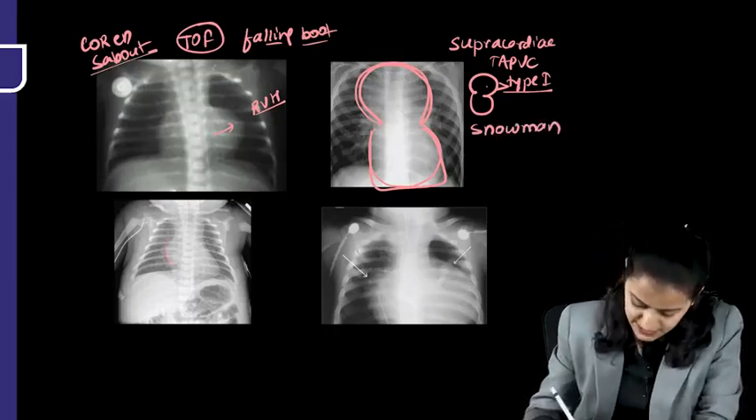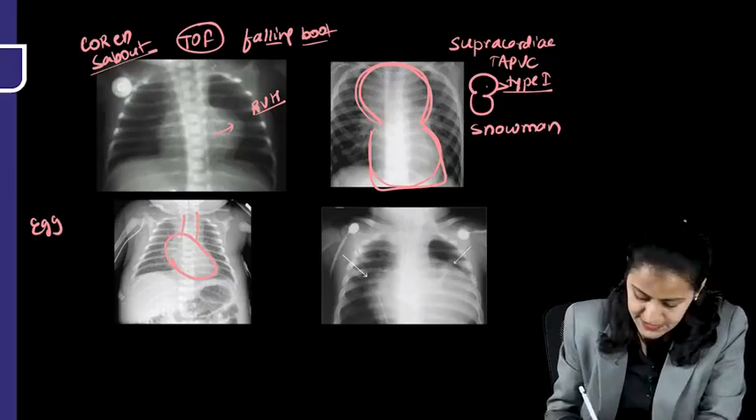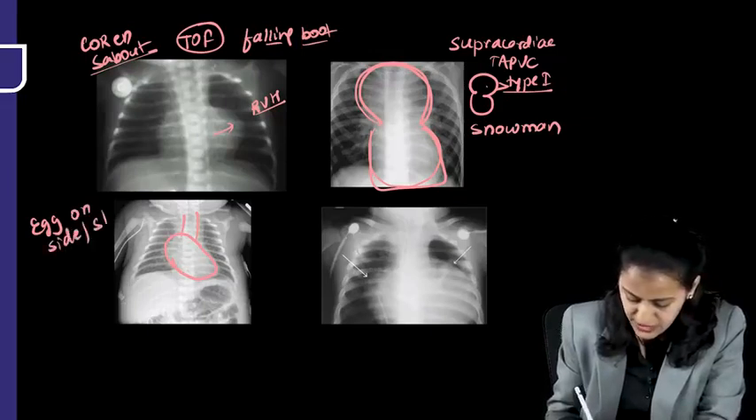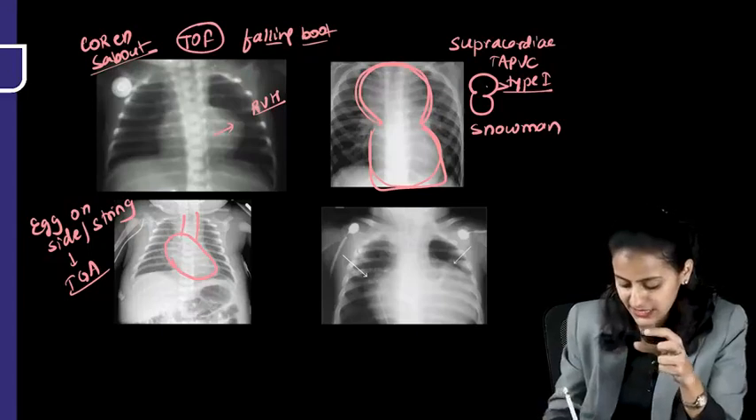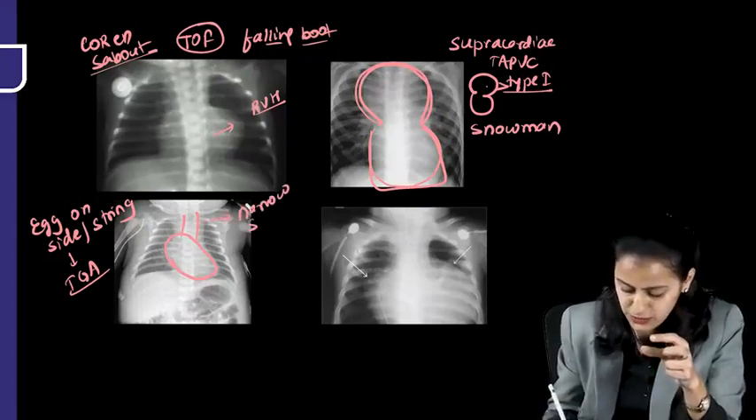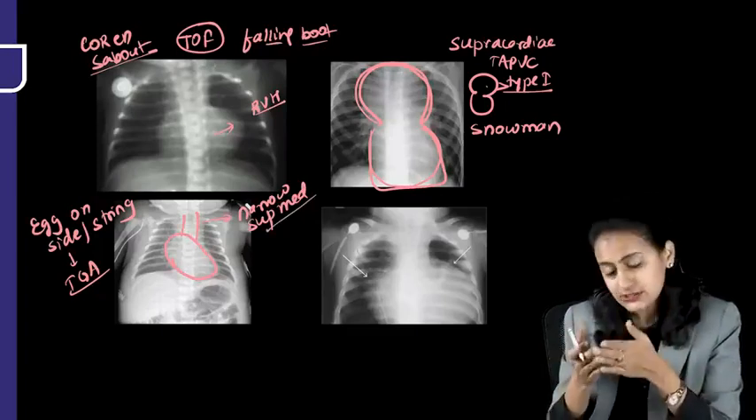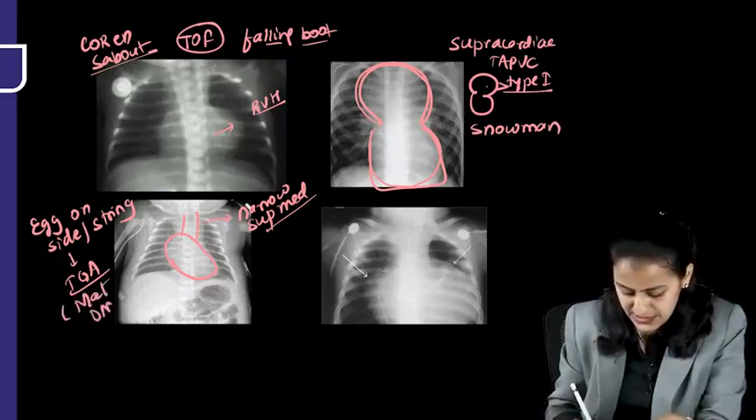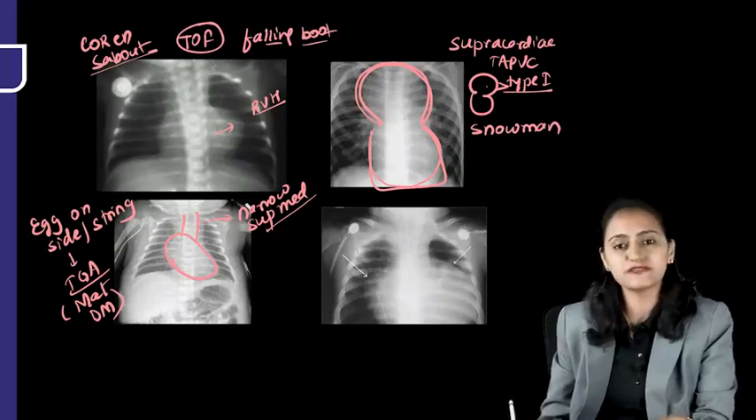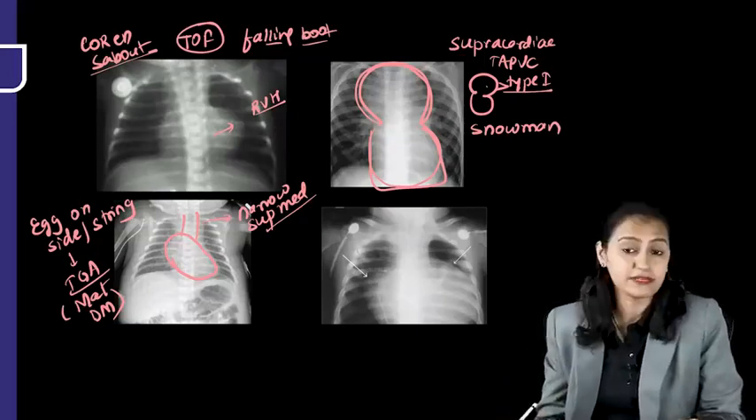Next one, what are we seeing here? This is the egg on side appearance of the heart or the egg on string appearance of the heart, which is seen in transposition of great arteries. So transposition of great arteries, the egg on side, the string represents the narrow superior mediastinum because of the thymic atrophy, the arrangement of the vessels. So this is TGA. And TGA, remember, has a high association with maternal diabetes mellitus.